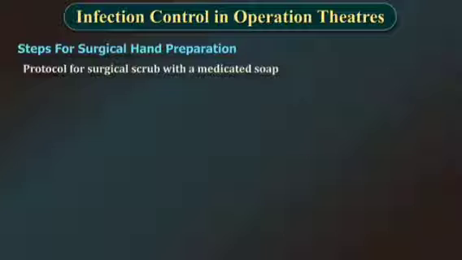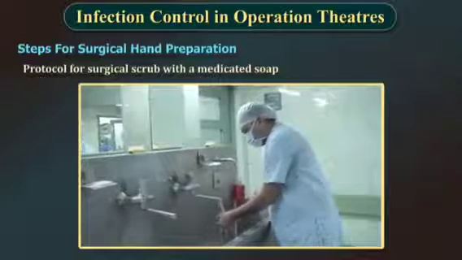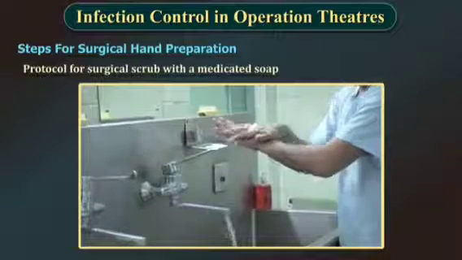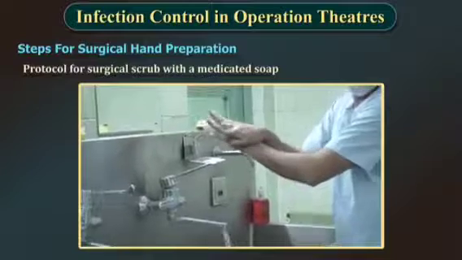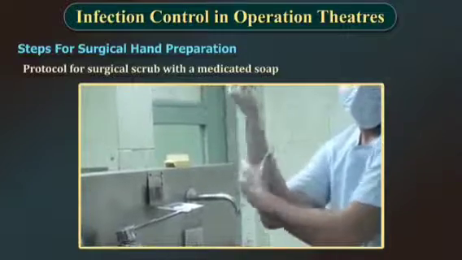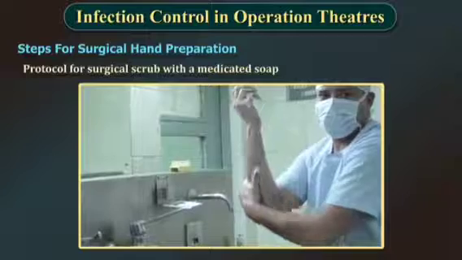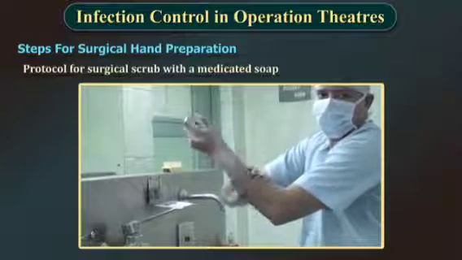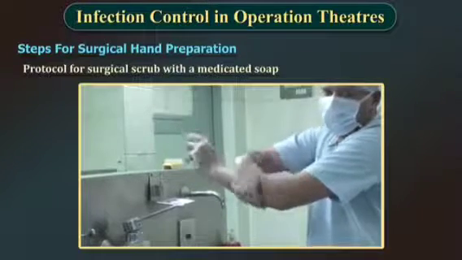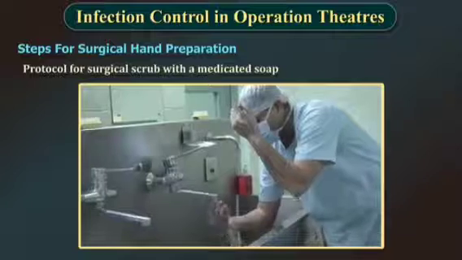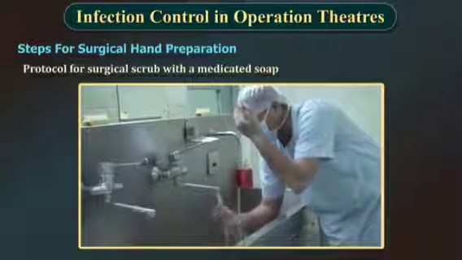Protocol for surgical scrub with a medicated soap. Start timing. Scrub each side of each finger between the fingers and the back and front of the hand for 2 minutes. Proceed to scrub the arms, keeping the hand higher than the arm at all times. This helps to avoid recontamination of the hands by water from the elbows and prevents bacteria-laden soap and water from contaminating the hands. Wash each side of the arm from wrist to the elbow for 1 minute.